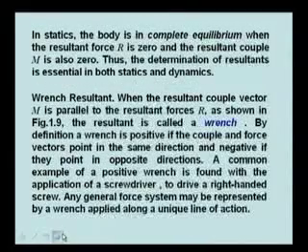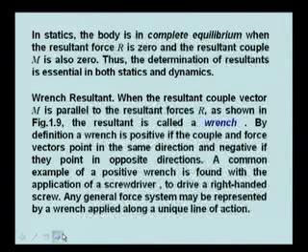In statics, the body is in complete equilibrium when the resultant force R is 0 and the resultant couple M is also 0. If there is a resultant couple acting, then the body will have a tendency to rotate. Thus, the determination of resultants is essential in both statics and dynamics.